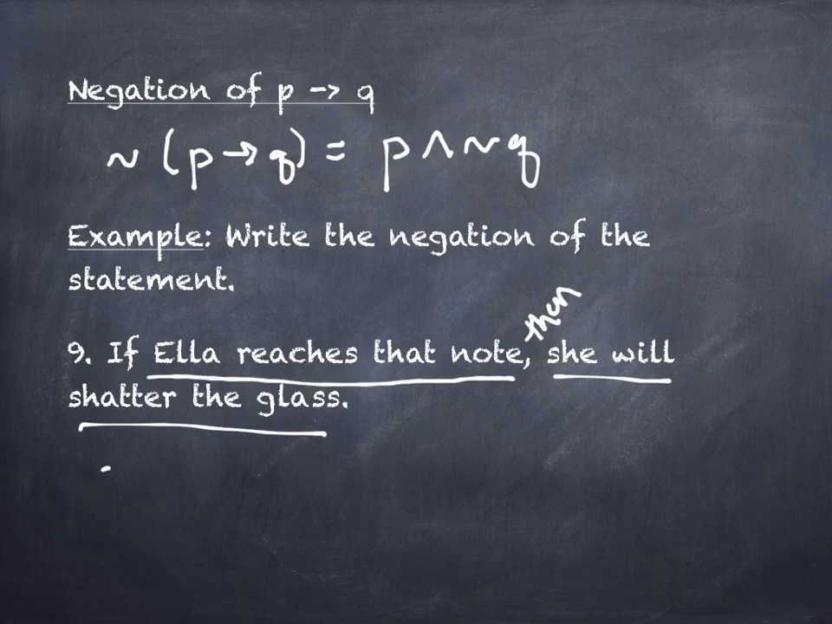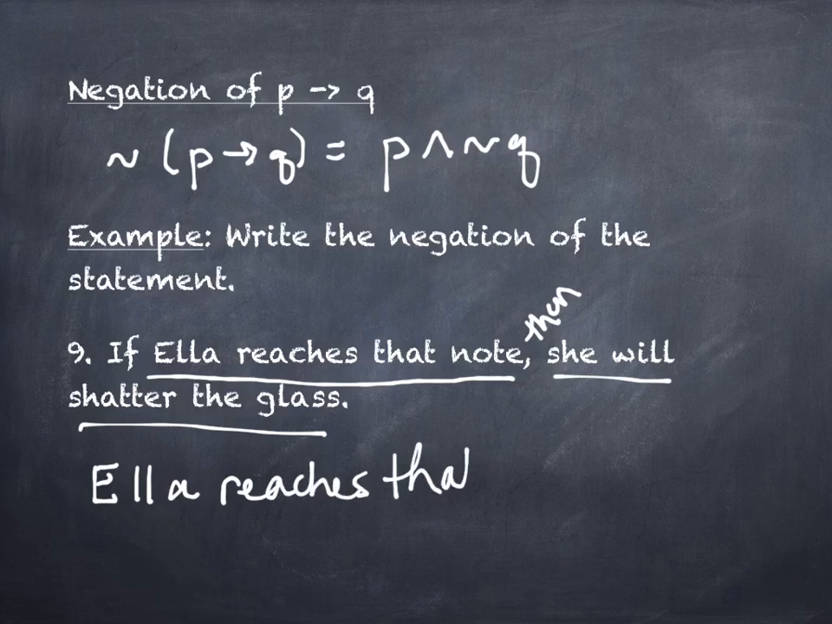Okay. Ella reaches the note. No "if." Okay, there's not an implication anymore. I just have an "and" statement now. So Ella reaches that note. What do I do next? And. Okay, and then what do I want to do? The glass doesn't shatter, yeah?